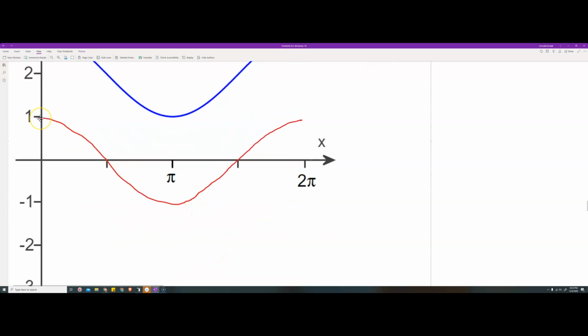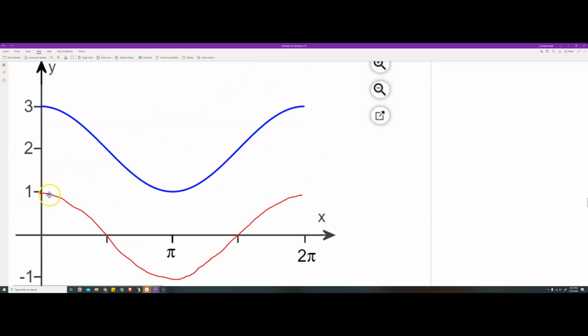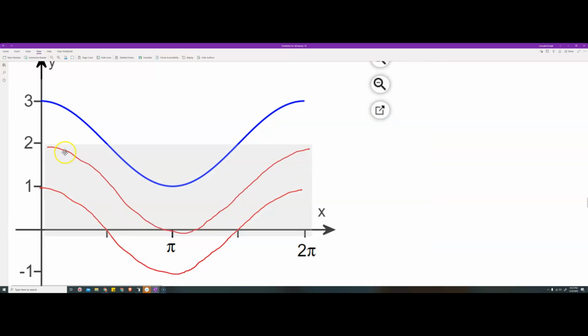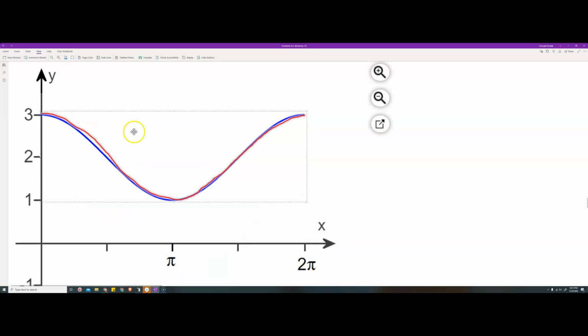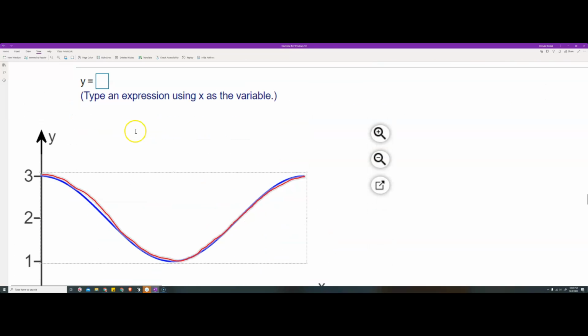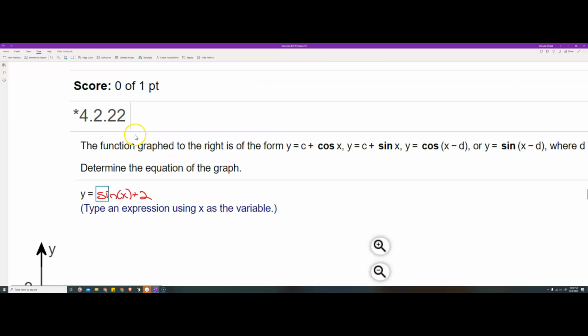Okay, its amplitude is 1 and its lowest is -1, and if I take that and I slide it 1, 2, I get my graph. So this is going to be sine x plus 2, but I think that you want to write it like this. So we're going to type it in as y equals 2 plus sine x.